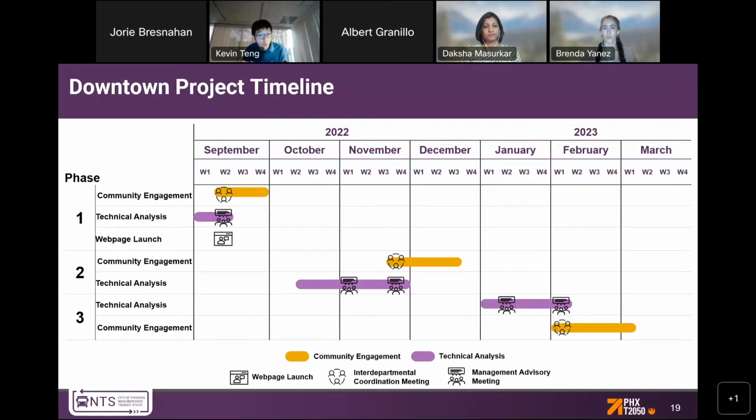Now, throughout the process, we will engage various internal teams within the city to help guide us through the decision-making process, which include internal public transit teams as well as staff from other city departments as they may have interest in the downtown area. And these are some of the icons you see here and the different times and areas where we will engage these various groups for discussion.